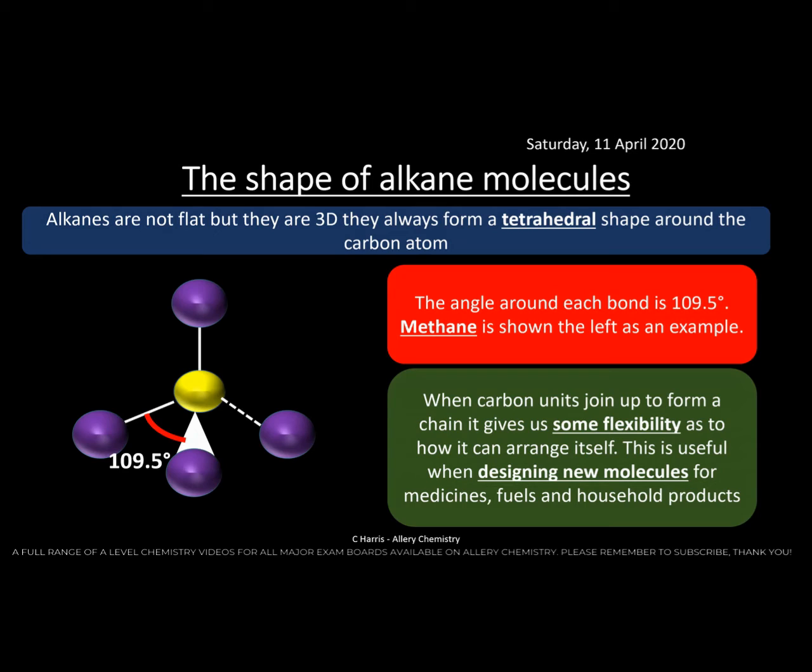Because they have single bonds, they're just single covalent bonds, so each one of these lines is a single covalent bond shown in 3D space. They can rotate, so they can actually move and twist and shape, and that's quite important when we're looking at a hydrocarbon, for example.